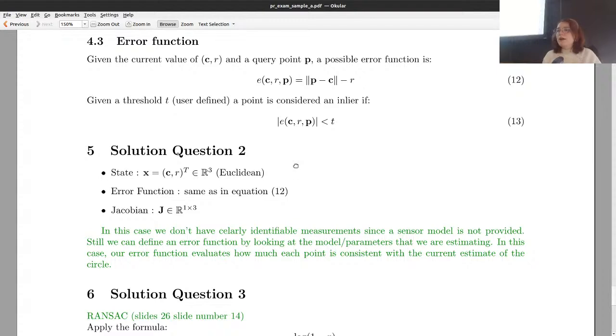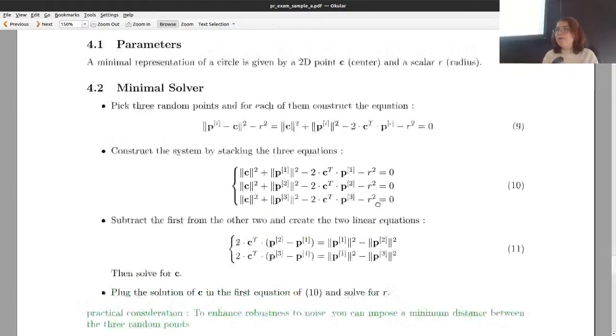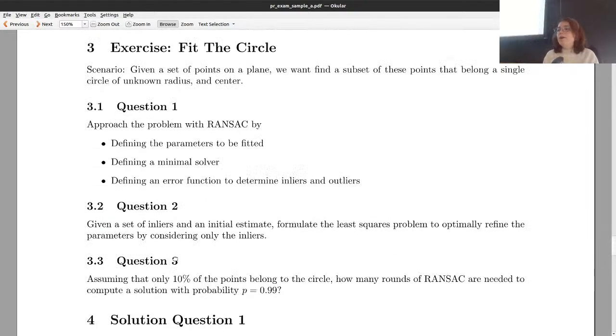No? Okay, so I can move on with the second question, that is, given a set of inliers and an initial estimate, formulate the least squares problem to optimally refine the parameters by considering only the inliers. As I was mentioning, when you have only inliers, then using least squares is a very convenient way to refine your estimate.